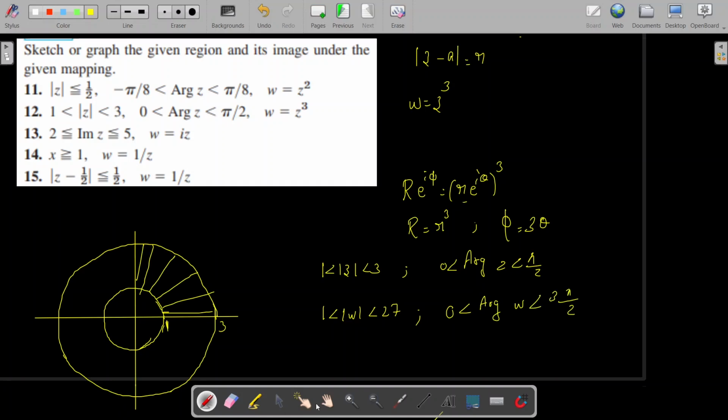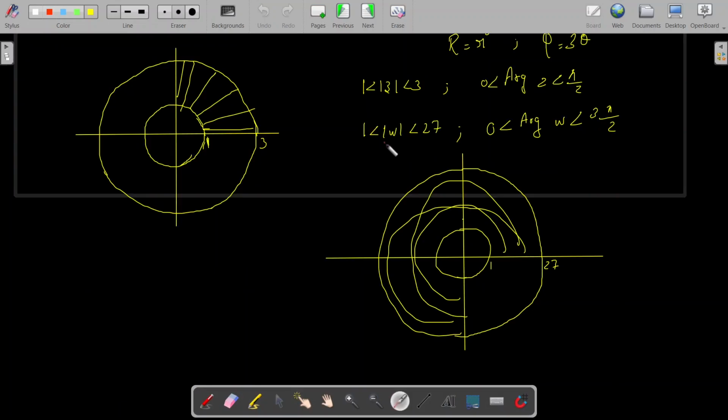Okay. Now it's enough to draw the corresponding region. Here the image is 1 less than mod w less than 27, which is the interior of the circle mod w equal to 27, that is interior of this large circle, and exterior of the circle mod w equal to 1, that is the exterior of this circle, that is this region actually.